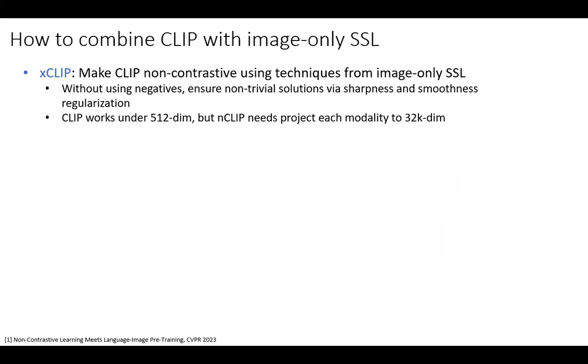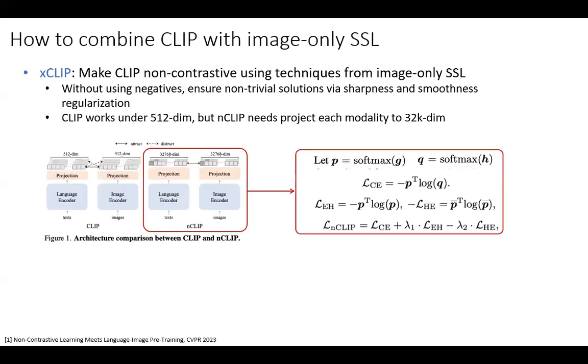We can also try to make CLIP non-contrastive, right? As the name suggests, it is contrastive language-image pre-training. But can we, similar to how the non-contrastive learning methods have been used for image-only self-supervised learning, explore the idea of making the CLIP model non-contrastive? And actually the answer is yes, right? So without using negatives, we can ensure a non-trivial solution with some regularization term. And this is some regularization term from this paper.